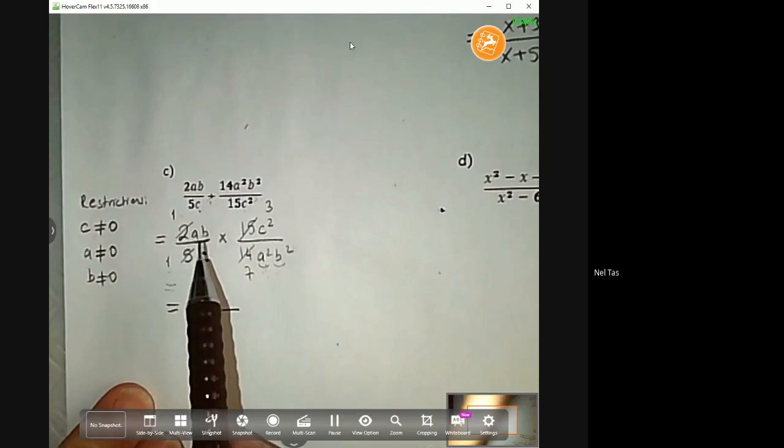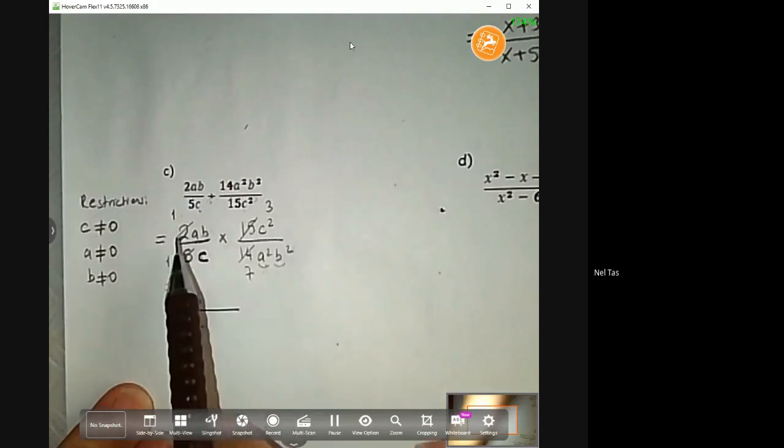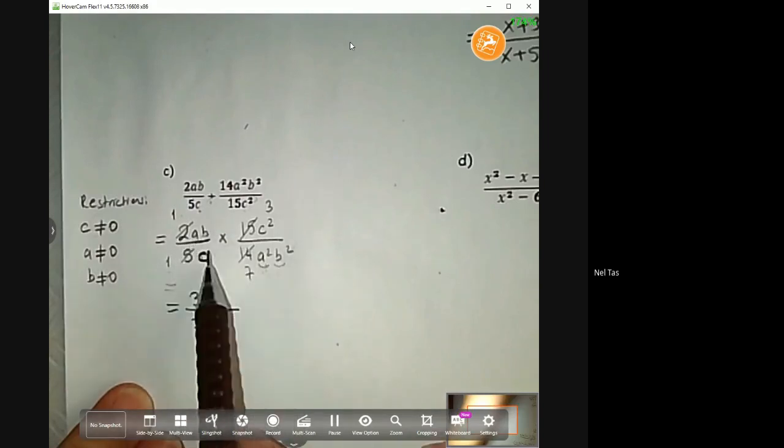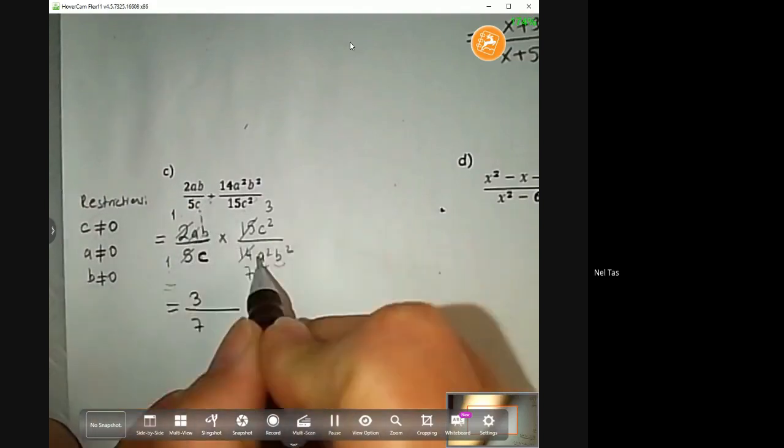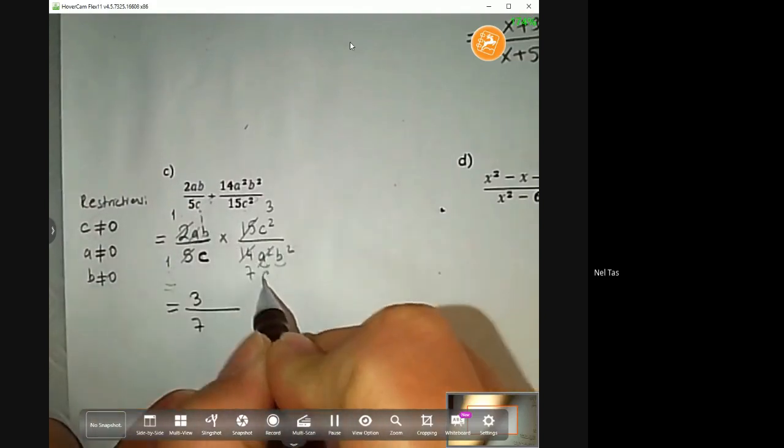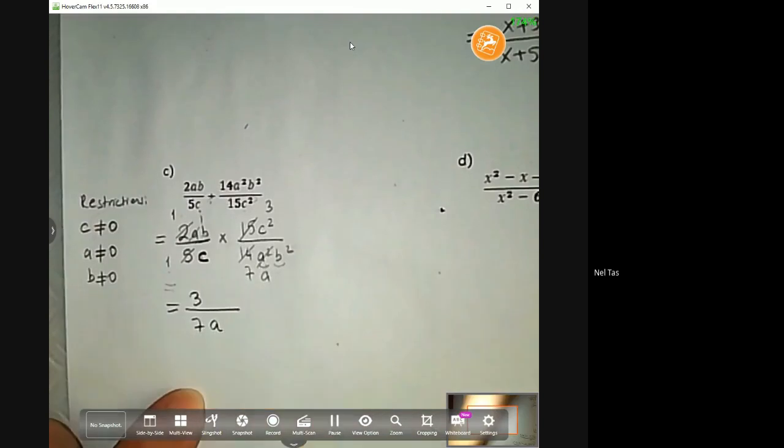Let's look at the variables now. We have a squared. Both are divisible by a, right? So you divide a by a, you get 1. a squared by a, you get a. So in the denominator, we have a.